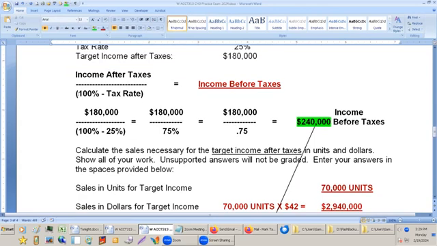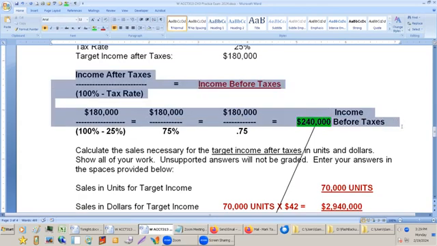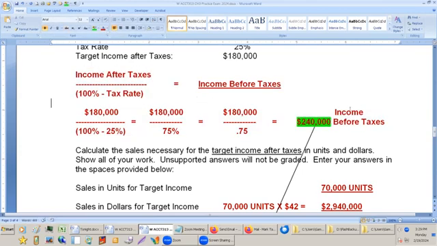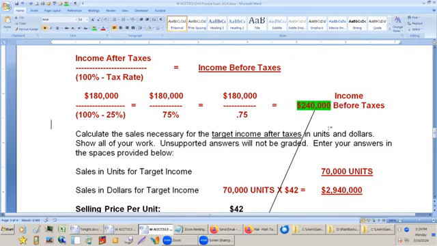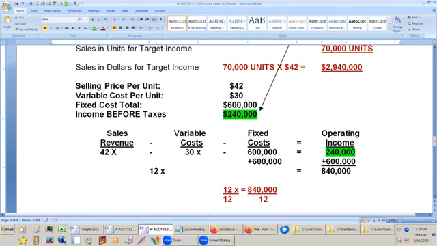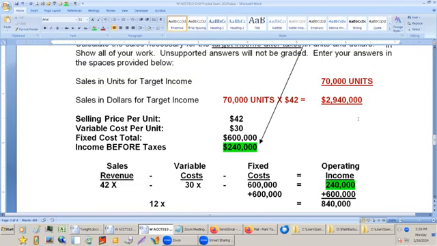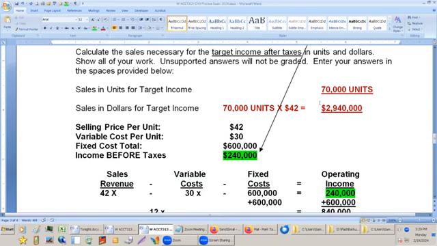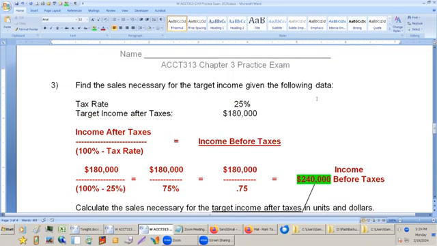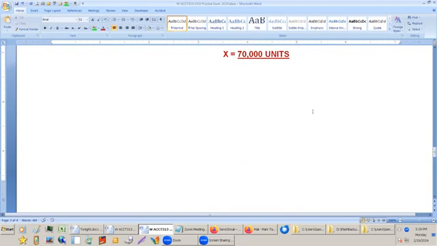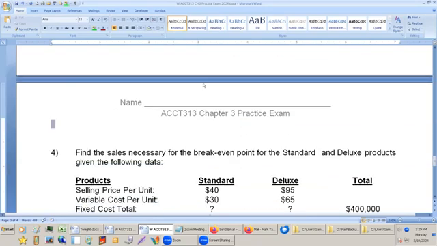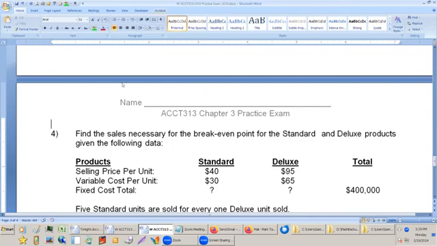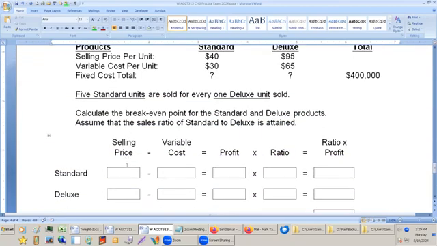And again, this is the problem with this one. Once you get that last number, the income before taxes, this is the same thing we did before. Okay, and we have the last problem. Chapter 3, yay! This is the one we've been waiting for. And it's the worst one.